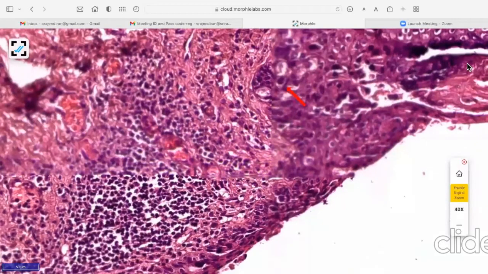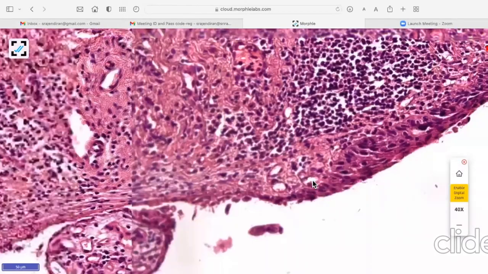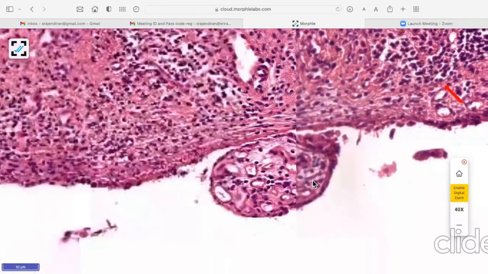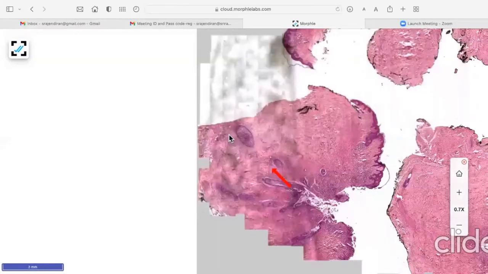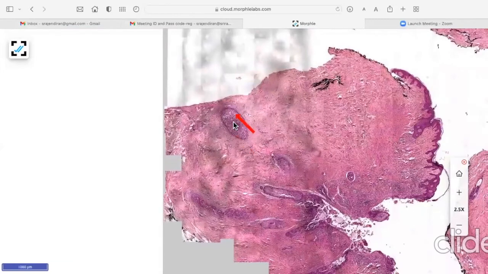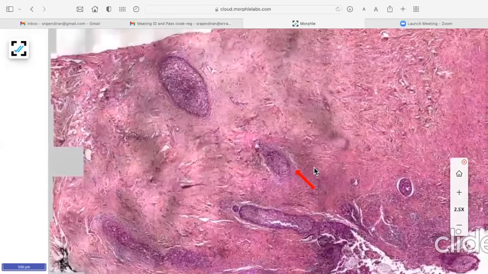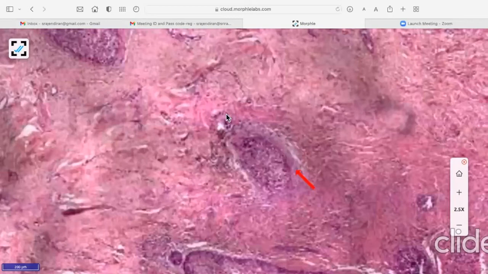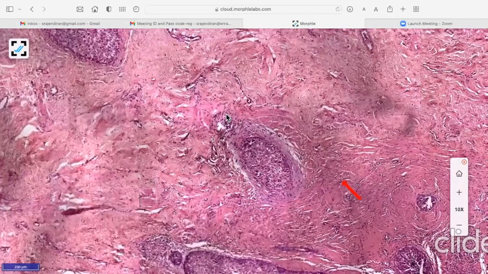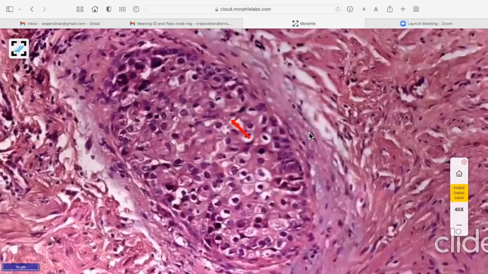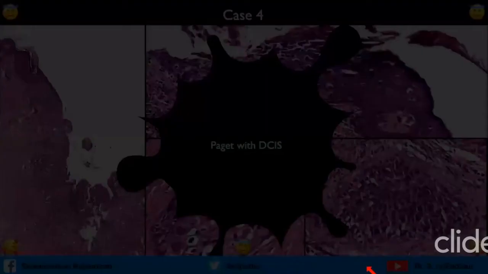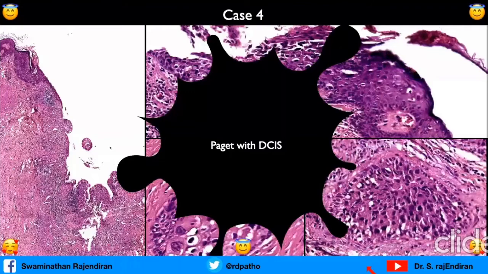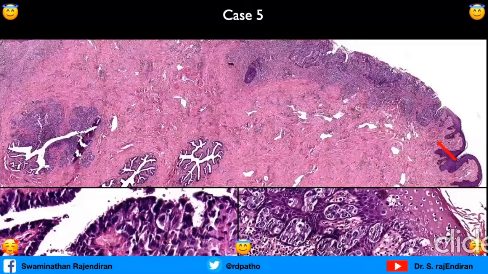And when you see Paget's, you have to go through to rule out or rule in DCIS. Here you can see some DCIS, this part. Some DCIS here. Yes, high grade DCIS. So Paget's with DCIS is the diagnosis. Paget's disease with DCIS. In case number 5, again another exuberant Paget's.